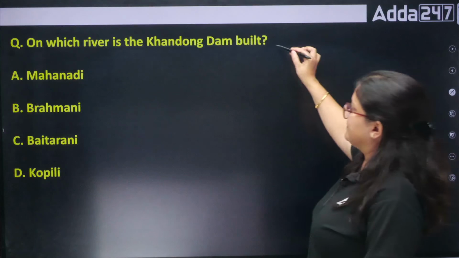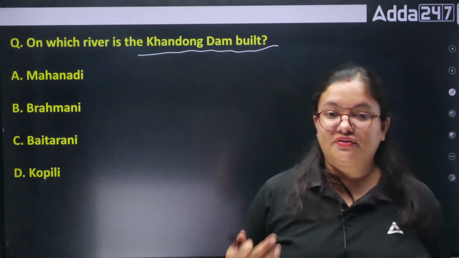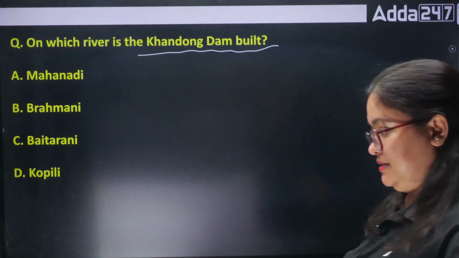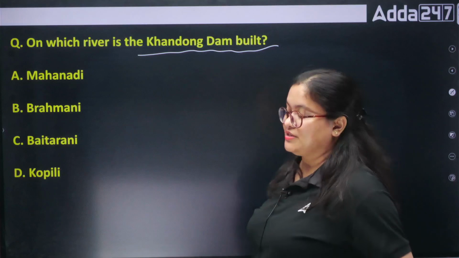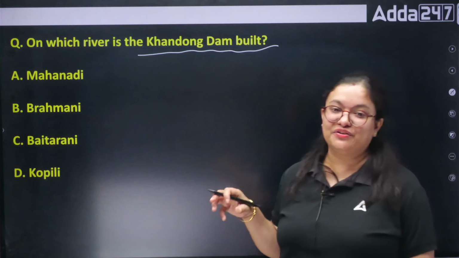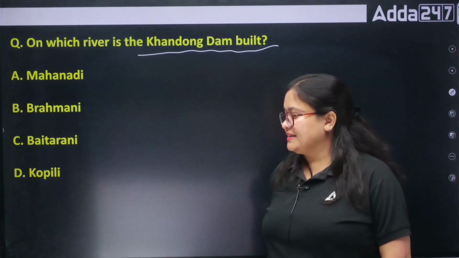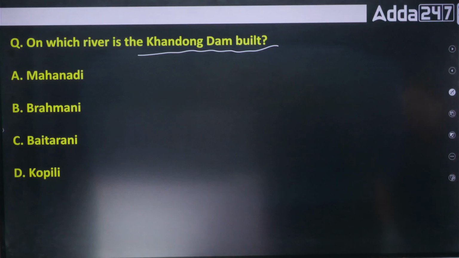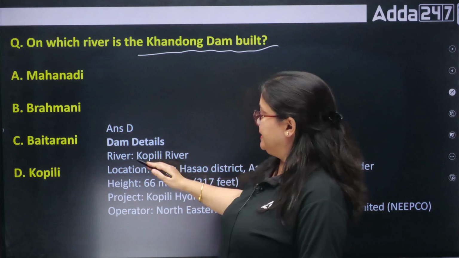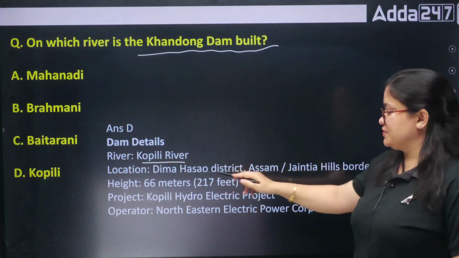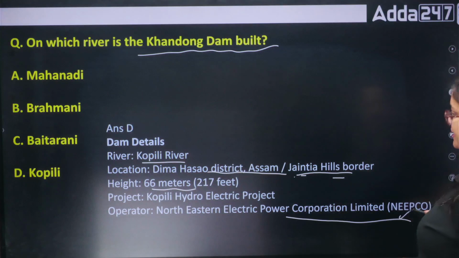Next question, on which river is the Khandong Dam built? Whenever we talk about different rivers of Meghalaya, in few of them there are some dams built over that particular river, and some are mainly used for irrigation purposes. Where is this dam located? It is not Mahanadi, because Mahanadi is a central Indian river. Either the answer is Brahmani, Baitarani, or Kopili. What is the answer? The Khandong Dam is located on the river Kopili. It is adjacent to Assam's Dima Hasao district, and on one border it is the Jaintia Hills. Total height is 66 meters. It is run by NEEPCO. Okay, do remember the answer is option D.